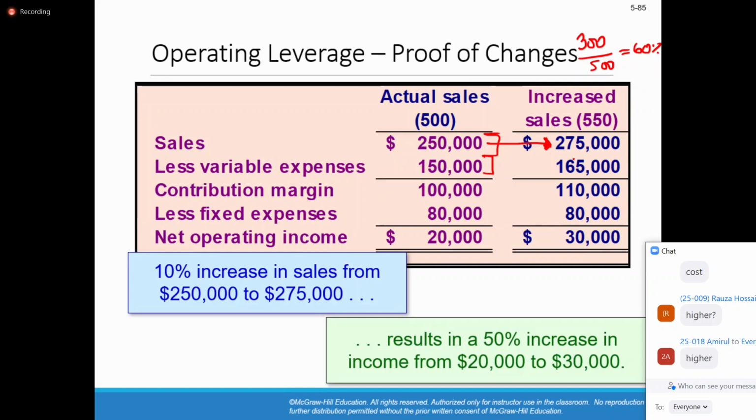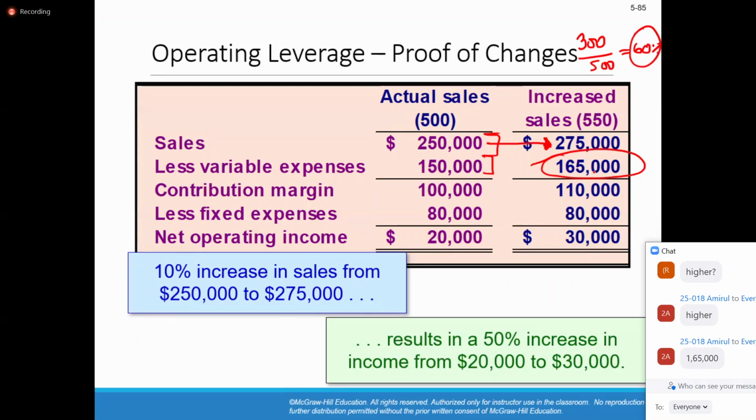So out of 275,000, what is the 60%? Can you calculate it? Out of 275,000, what is its 60%? You see the same amount, 165,000, which expresses this percentage. I mean the cost relative to the sales remains constant. There has been no change in the cost relation.